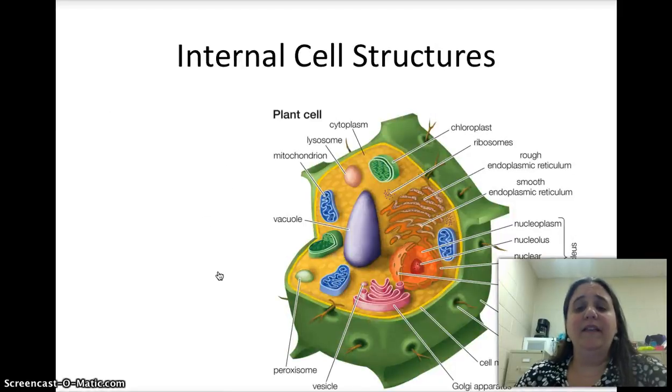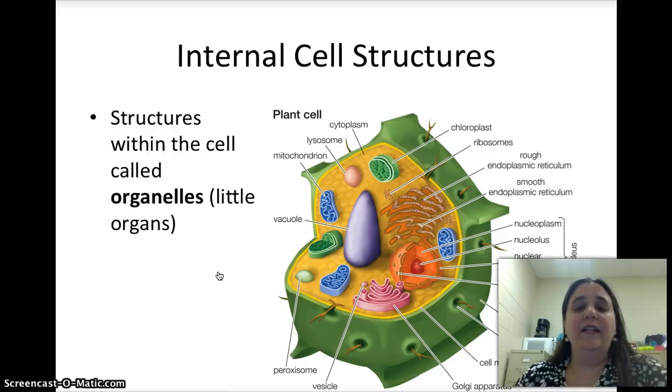Okay, so inside the plant cell or an animal cell or a protist cell, there are lots of little structures. We're going to specifically talk about what's inside of a plant. As you can see, there's a lot of structures listed here, but we won't go over all of them. The idea of having these little structures inside to help the cell function, those are called organelles, or little organs. Just like in our bodies, we have organs that help us to live.